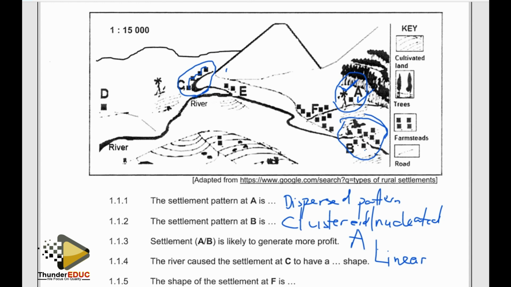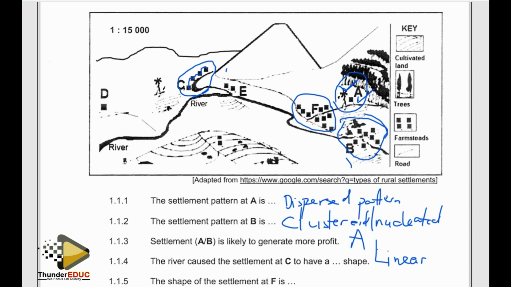The shape of the settlement at F is, right, we go to F, we check here what kind of shape it is. When we talk of pattern, I think we now know the difference between a pattern of a settlement and a shape. Here we want the shape. If it was asking about the pattern, we would say it's clustered because the units are close to each other, but we want the shape. What kind of shape is formed here?